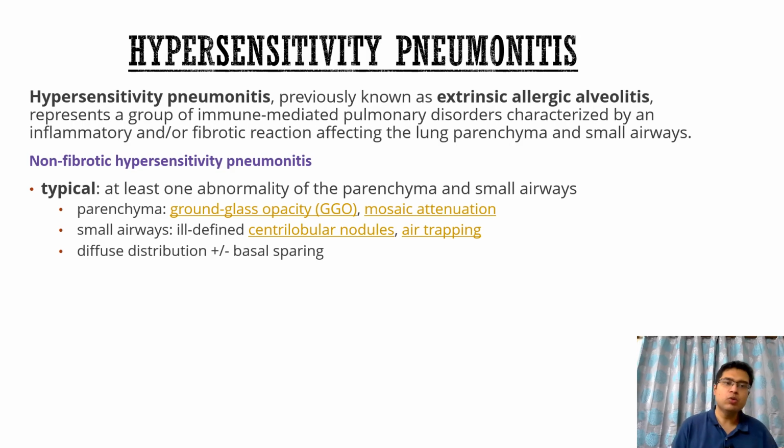Hypersensitivity pneumonitis represents a group of immune-mediated pulmonary disorders characterized by inflammatory and fibrotic reactions affecting the lung parenchyma and the small airways. A typical case of non-fibrotic hypersensitivity pneumonitis should have at least one abnormality in the parenchyma and the small airways. The parenchymal abnormalities include ground glass opacities and mosaic attenuation, while small airway abnormalities include ill-defined centrilobular nodules and air trapping in diffuse distribution.